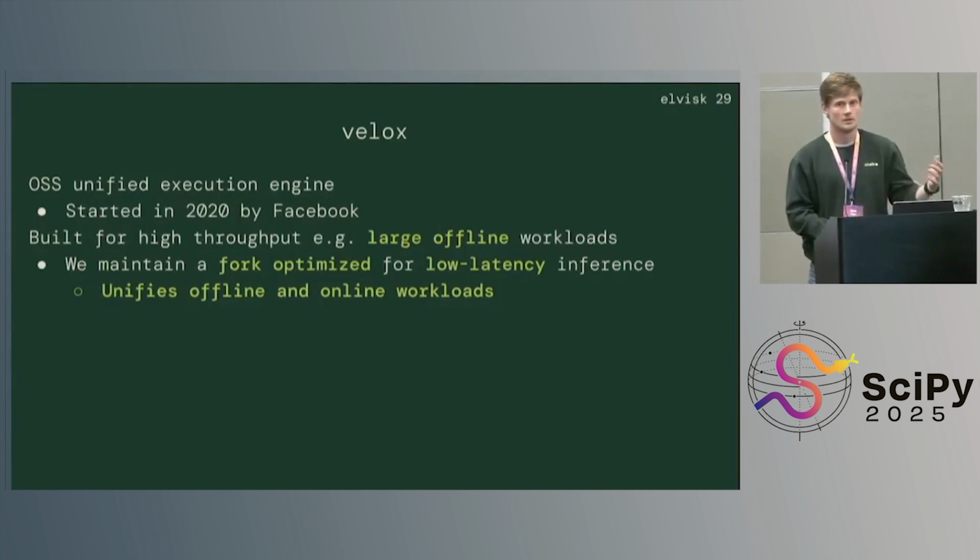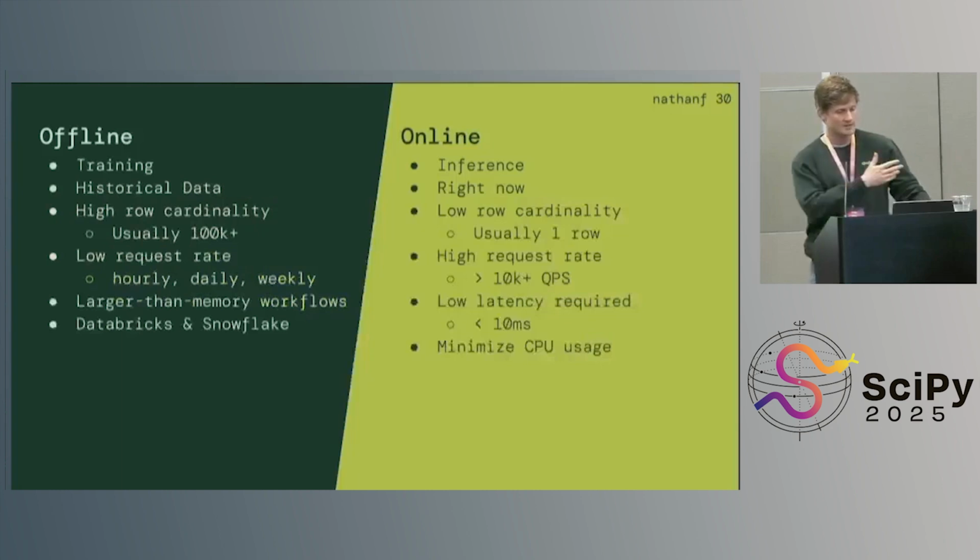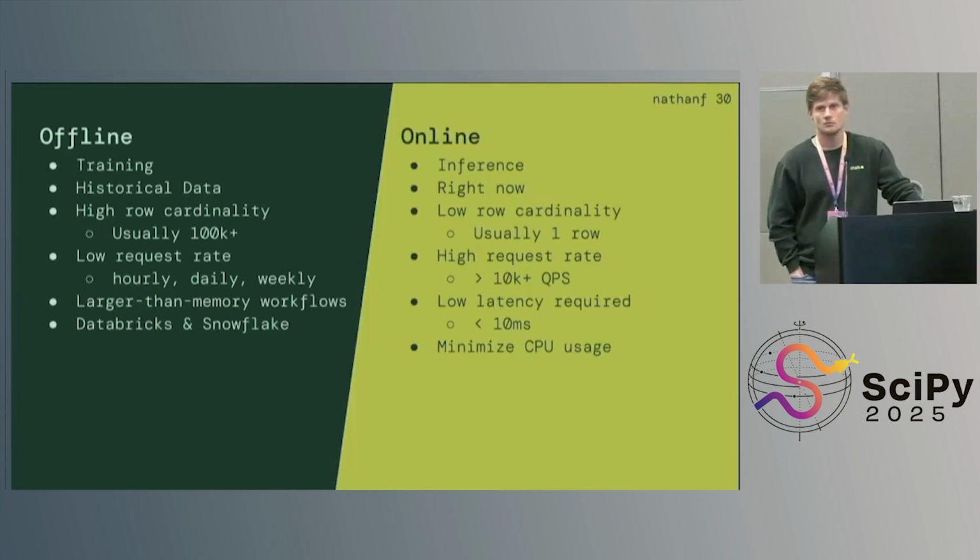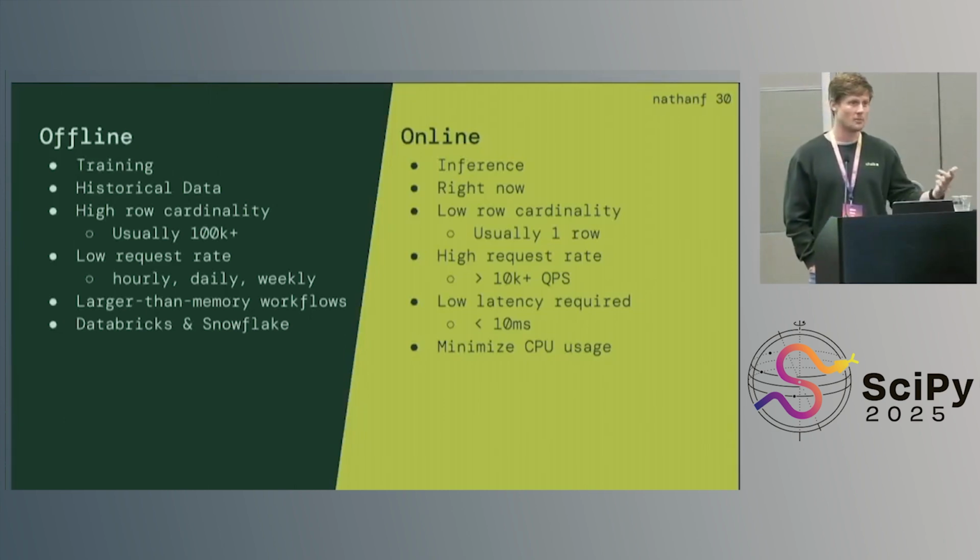So for example, on the offline side, for training on historical data, you're really interested in huge cardinality data sets, certainly over 100,000 rows, but maybe billions or trillions of rows. The request rate is on some cron schedule, or it's when a person runs a job. And it's really built for larger than memory workflows. So for example, you might want to spill to disk or run this across many, many machines. And this is really the purview of tools like Databricks and Snowflake.